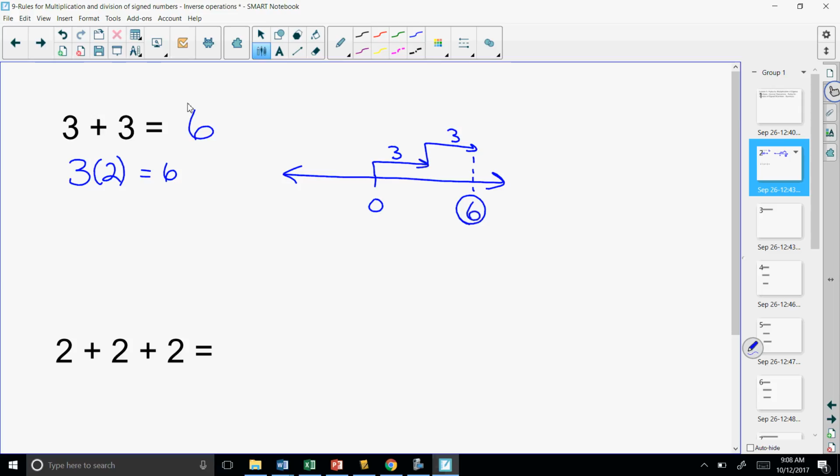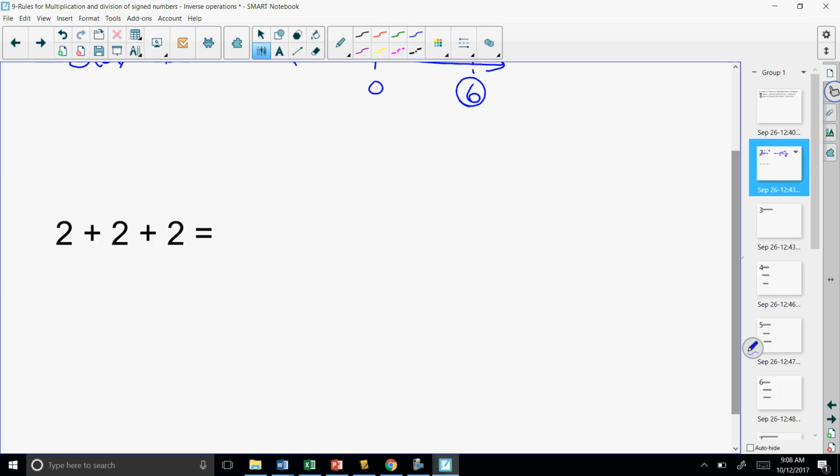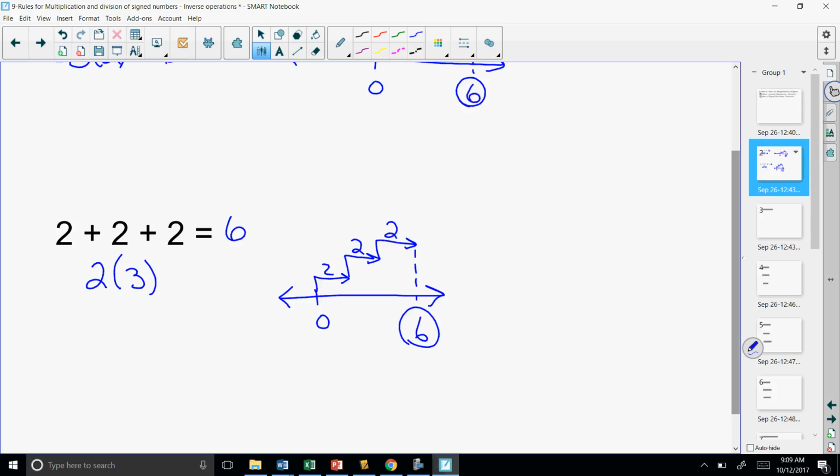If I look at the next problem, I have 2 plus 2 plus 2, which has a value of 6. That's repeated addition, the same thing as 2 times 3, because I'm using 2 as an add-in 3 times. On the number line, I'm going to take a positive 2, so from 0, I go to the right 2 places. Then another positive 2, to the right another 2 places. And then another positive 2, another 2 places. That puts me at a positive 6.